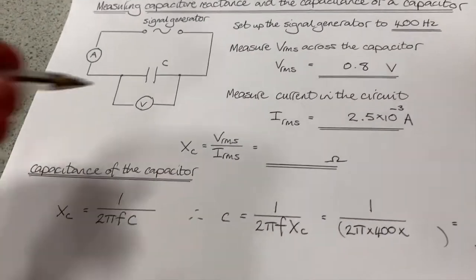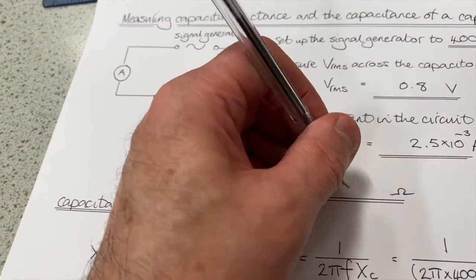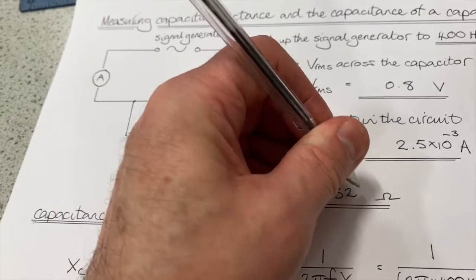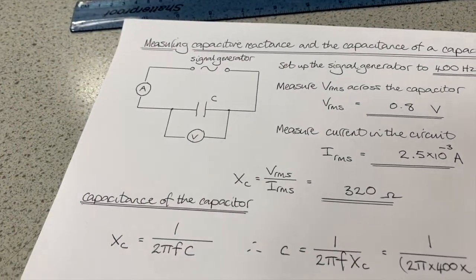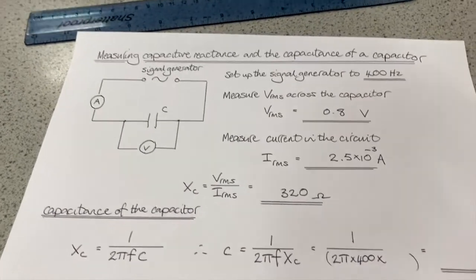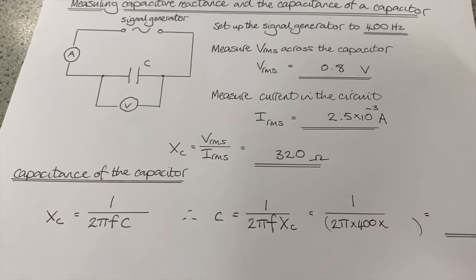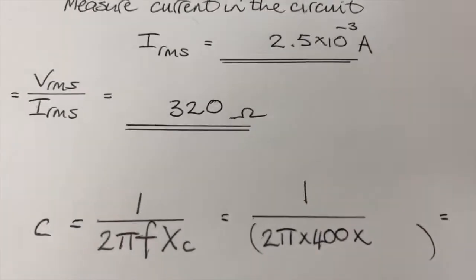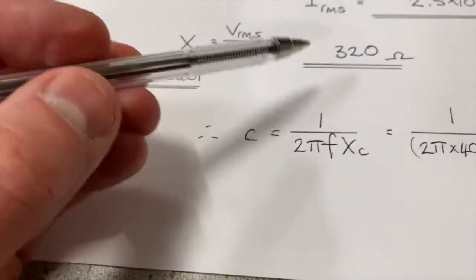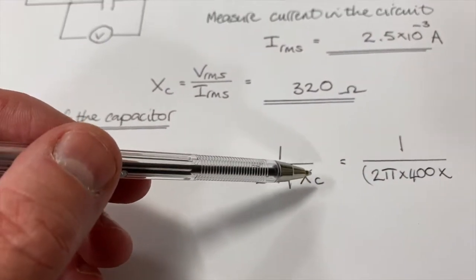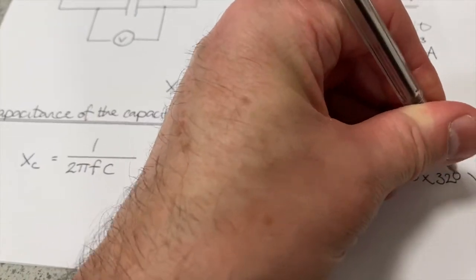Remember, that's at 400 hertz. If we change the frequency of the supply, at higher frequencies we'll get more current, so we'll get less reactance. That's for another day. But anyway, let's use that reactance now and put it into this equation. 320 ohms. Remember, the capacitance of the capacitor will be 1 over 2 pi f XC. We've just calculated XC, so my 320 can go in there.